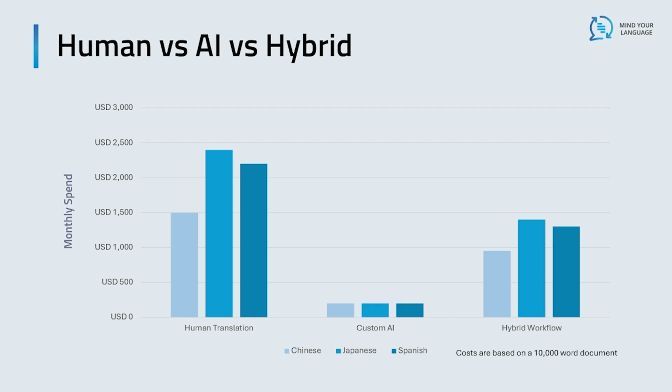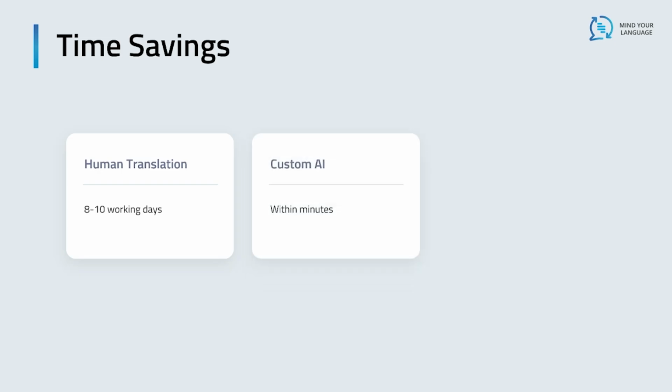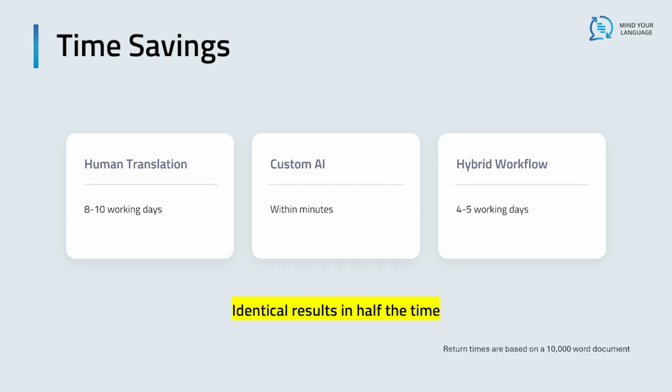But cost is only one part of the story, with speed being another major factor. Human translation alone might take days or weeks. For large content volumes, AI can translate that same content within minutes. Even if additional human review is required, work can be delivered in half the time with no loss in quality. With this hybrid approach, companies often see faster global content launches, lower translation costs, and higher consistency across markets.